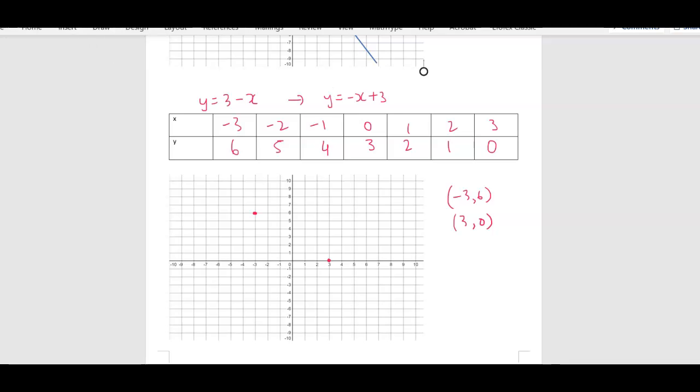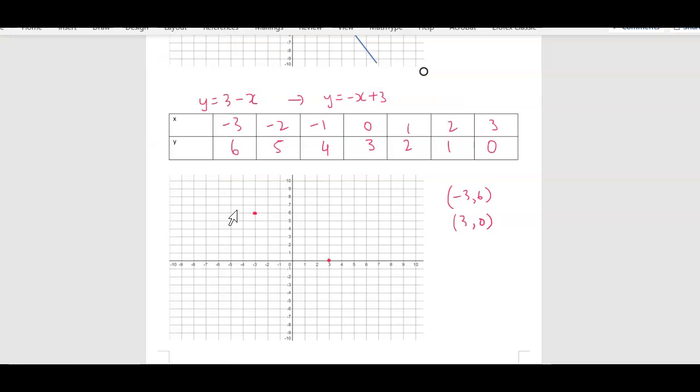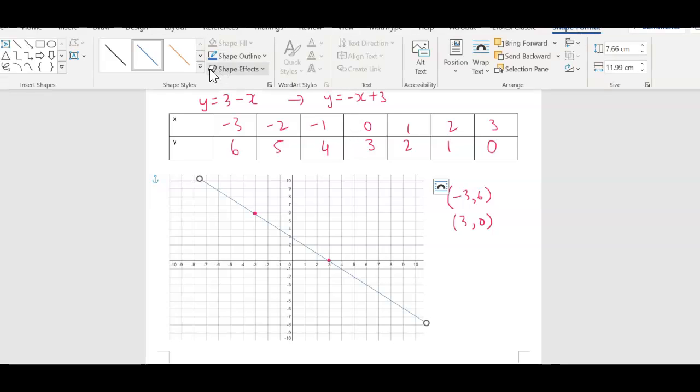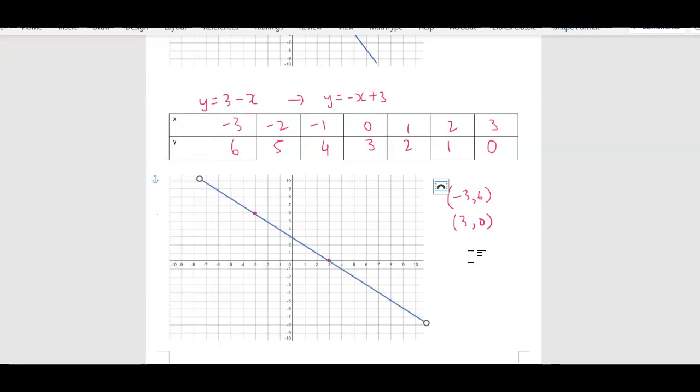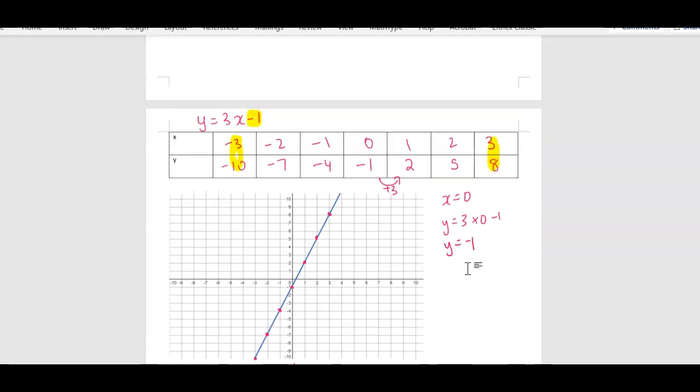All right, getting a ruler. Now, I kind of want my line to go longer. Can I do that? Yes, I can. There we go. All right, let's make that line thicker so it's a bit easier to see later on. All right, moving on. What's the next one?